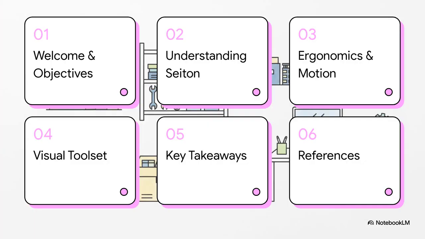Okay, let's dive into this. Here's our roadmap for today's session. First, a welcome and our learning objectives. Then, understanding Seiton, set in order. Next, we'll look at ergonomics and motion economy, followed by the Visual Management Toolset. Finally, a summary of key takeaways, and we'll wrap up with our references and works cited.